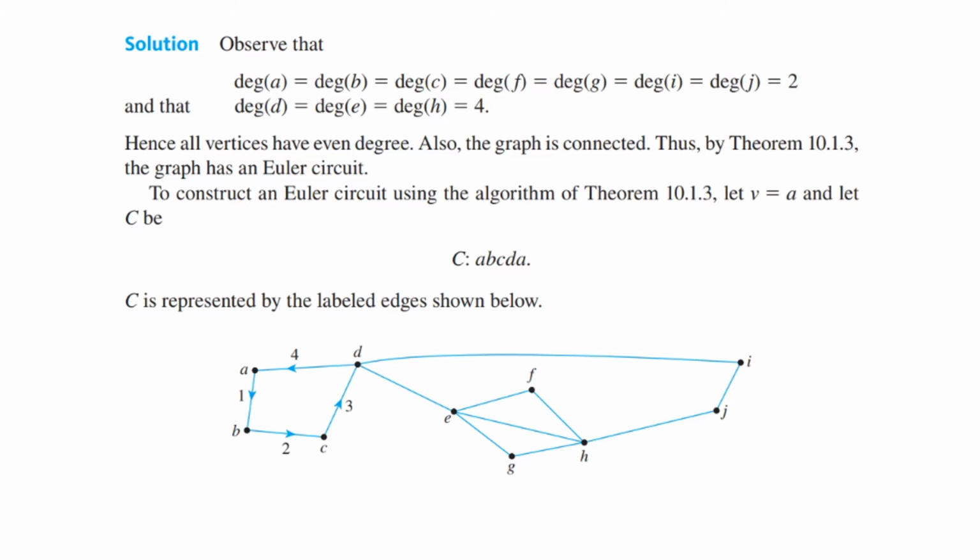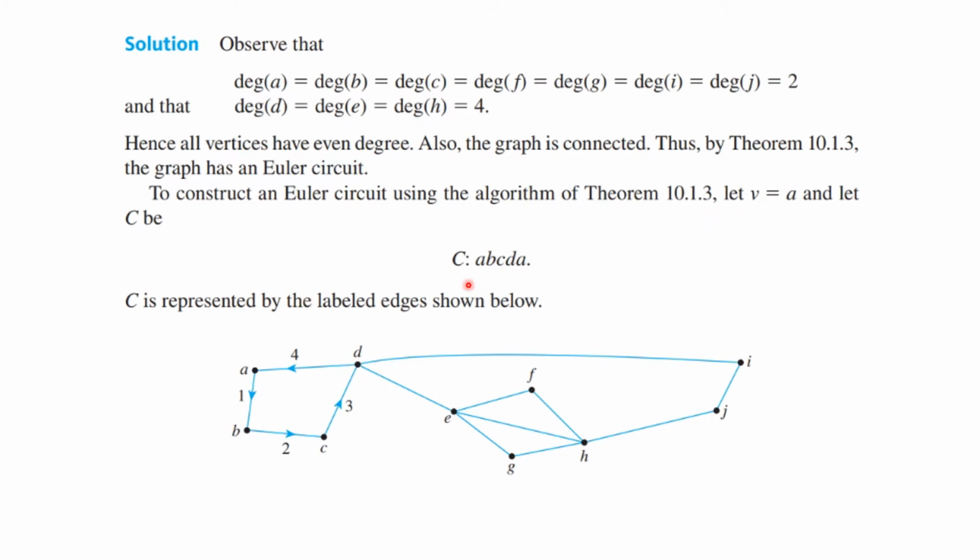It's sufficient for us to identify the degrees of all the vertices, and here we show that the degrees of all the vertices are in fact even numbers. So that means, since the graph is connected, that it is going to have an Euler circuit. When we use the algorithm of that theorem, we let V equal A and begin with C this way.